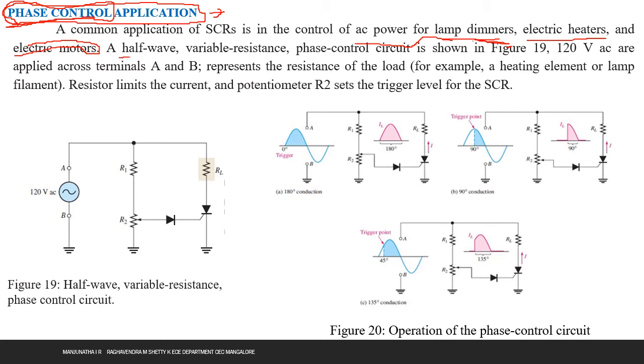A half wave rectifier variable resistance phase control circuit is shown in figure 19. Okay, so this is figure 19. It shows the half wave rectifier, and we know how a half wave rectifier works. It conducts only in the positive half cycle, or negative half cycle, with minimum one voltage source, one resistance and one diode.